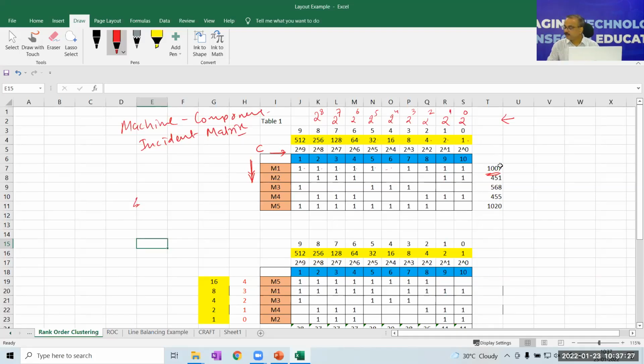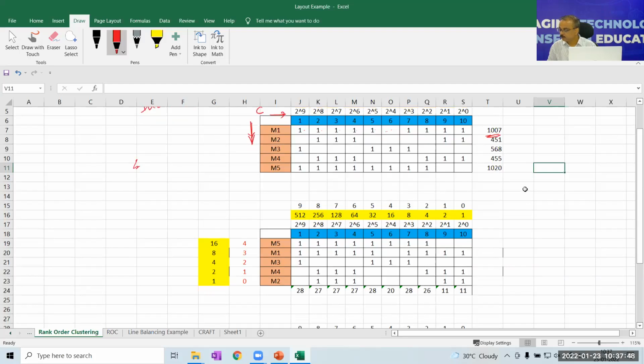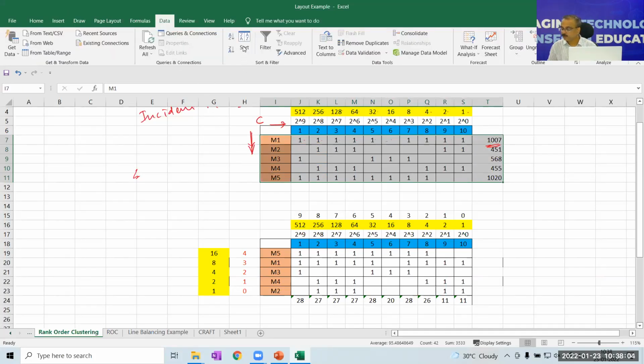So based on that, what you have to do is then arrange these in a descending order. So at the second stage, you have to arrange these in a descending order. So if you arrange these in a descending order, just go to Data. You have to sort it.